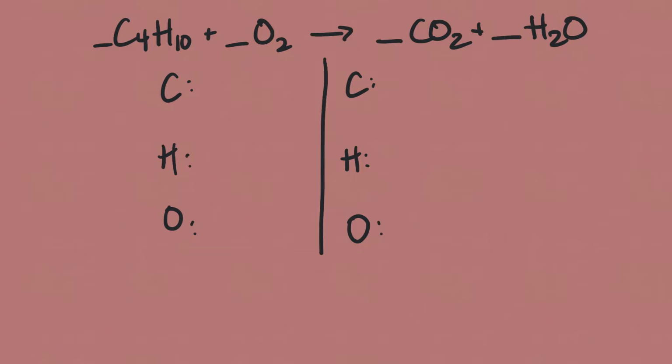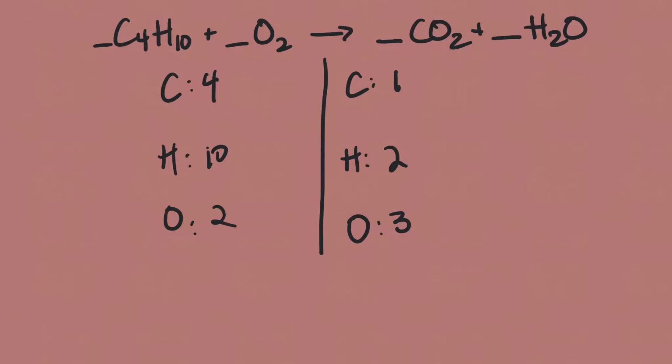How many carbons do I have? I have 4. How many hydrogens do I have? I have 10. How many oxygens do I have? I have 2, okay? On the product side, I have 1 carbon. I have 2 hydrogens, and 3 plus... 2 plus 1, so it's 3. So I've got 3 hydrogens. Whoa. All right, so now let's go ahead and balance these.